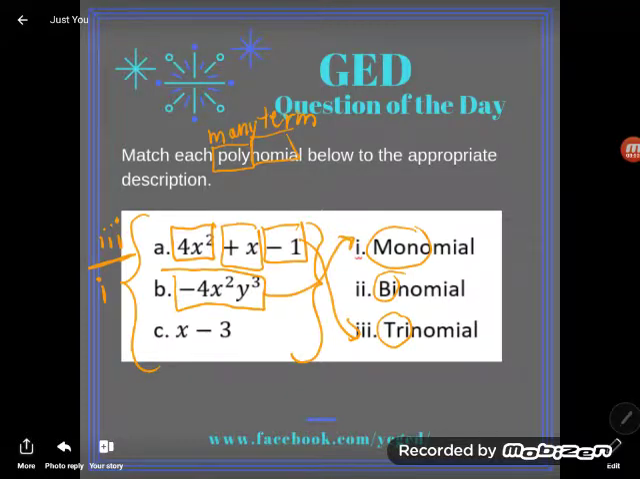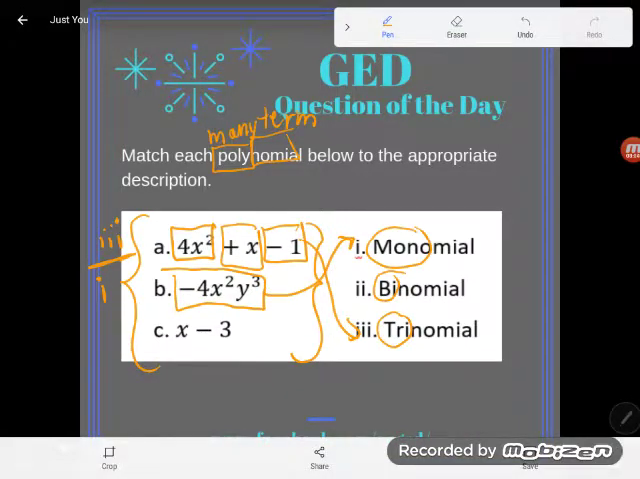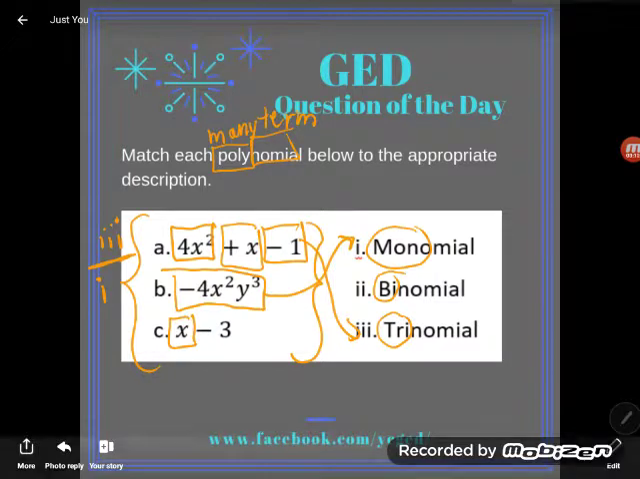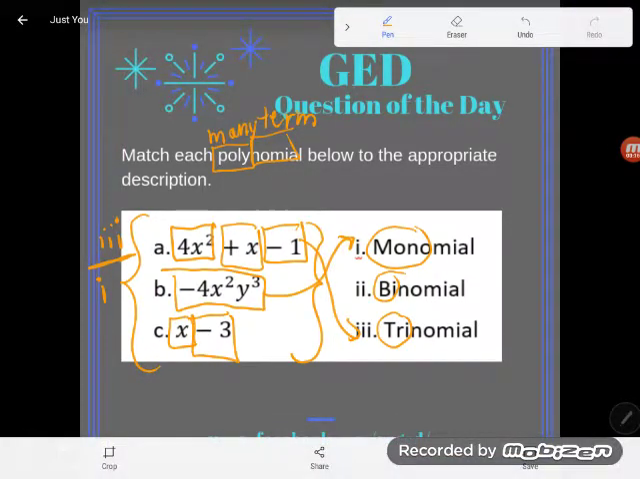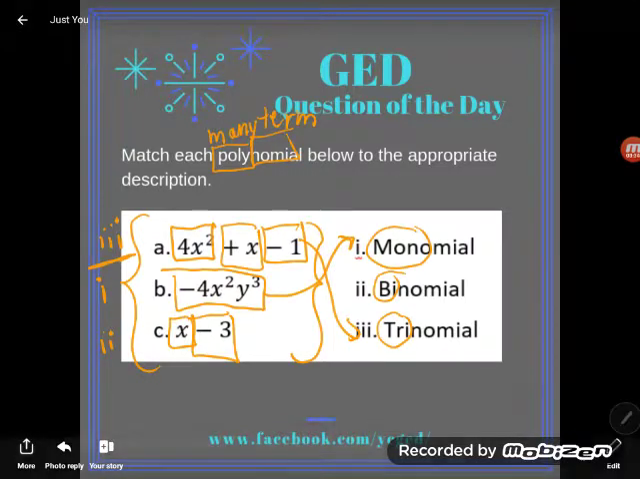So obviously that leaves C to be 2, but let's look at it. Again, I count the terms to classify a binomial. So we see an x term, and then we see this minus sign signaling the start of a new term. Again, anything adding or subtracting starts a new term. So x minus 3, there are 2 terms, and the prefix for 2 is bi, just like a bicycle has 2 wheels, a binomial has 2 terms. And so C is 2, a binomial.